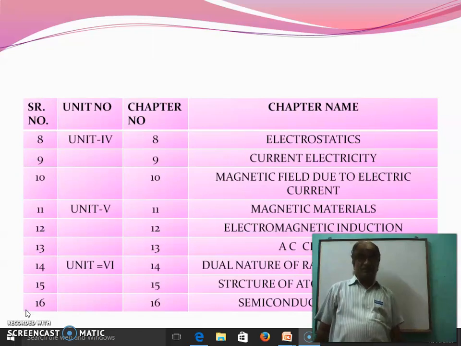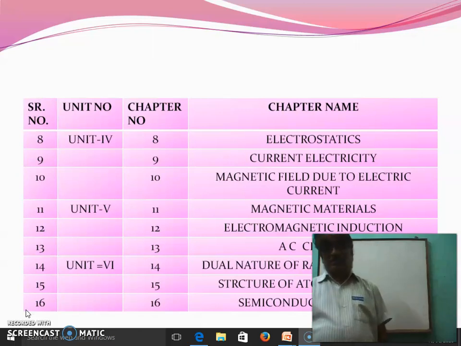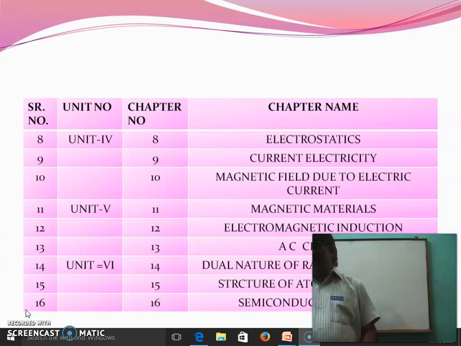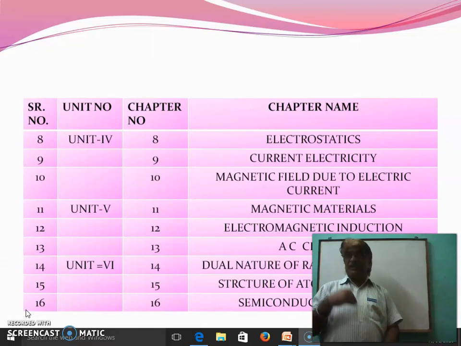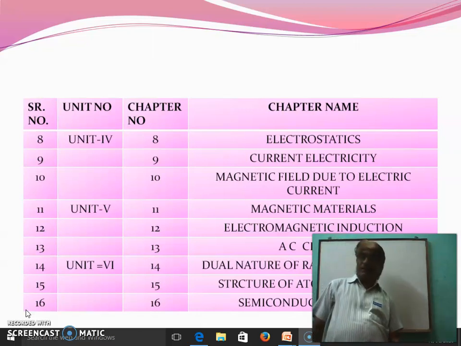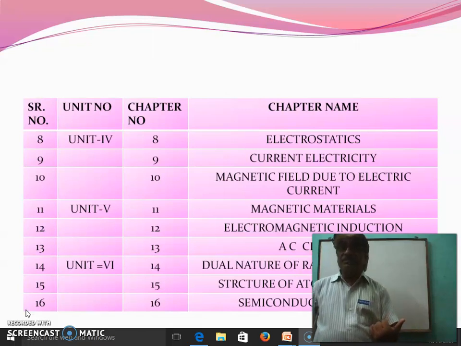And the last chapter is semiconductor devices. In 11th standard, we can see P semiconductor and N semiconductor. When two semiconductors are joined, they form a junction, that is the PN junction. This PN junction or diode is used as a rectifier. In this chapter, we can see two types of rectifiers: half wave rectifier and full wave rectifier. Then we see the transistor.